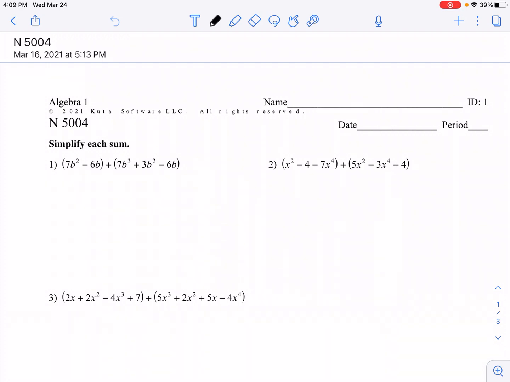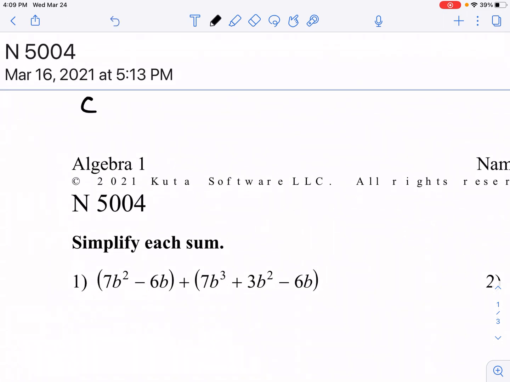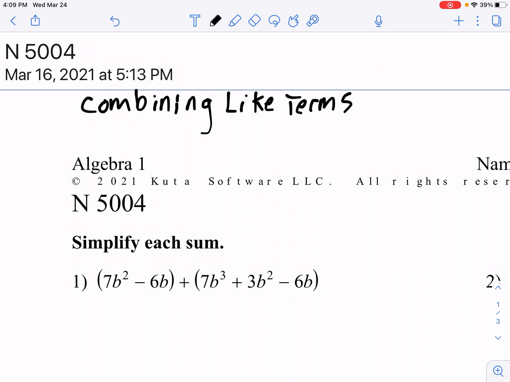All right, so this next part that we're going to be looking at is adding and subtracting polynomials. Now, before we get into adding and subtracting polynomials, we need to really talk about combining like terms, okay? Now, when we're talking about combining like terms, combining can mean adding and subtracting, putting two terms together.